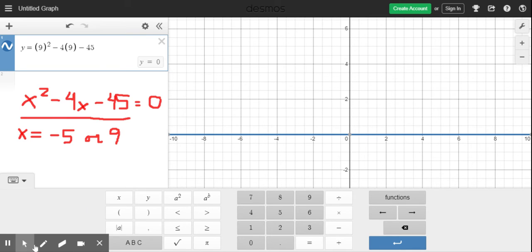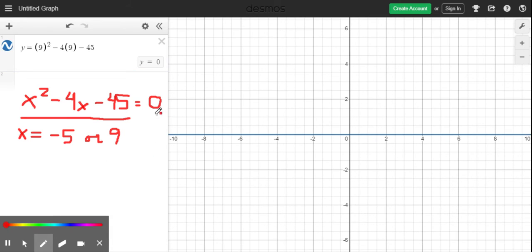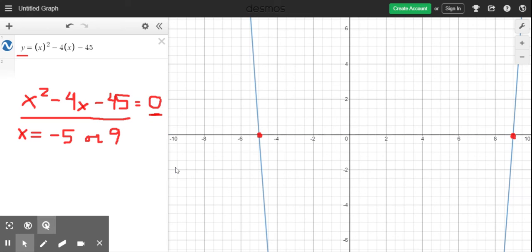Okay, so just notice the strategy that we used here. First, we replaced the 0 with a y so that we could graph it. And then we saw that that parabola intersected the x-axis at -5, x equaled -5, and x equaled 9. And that was where the y equaled 0, which is what we have right here. Okay, so this was how we could solve a quadratic just by using the graphing calculator.